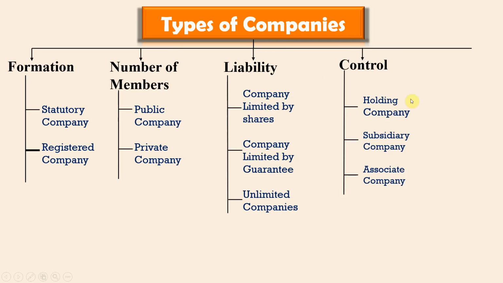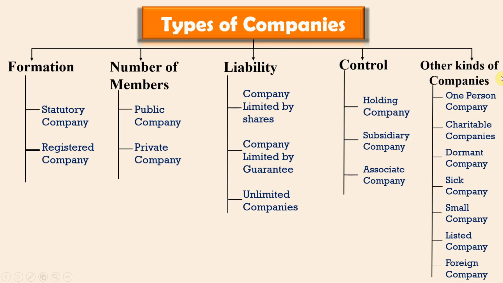Further type you will see on the basis of control. On the basis of control, there are three types: holding company, subsidiary company, and associate company. And the last comes other kinds of companies, which include one-person company, charitable companies, dormant companies, sick company, small company, listed companies, and foreign company.